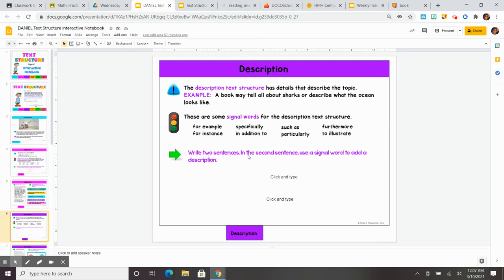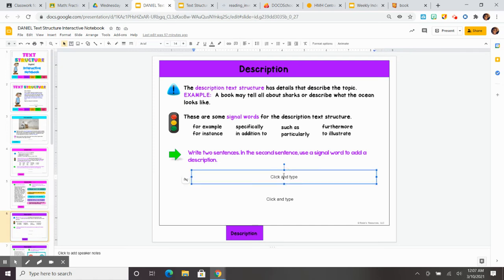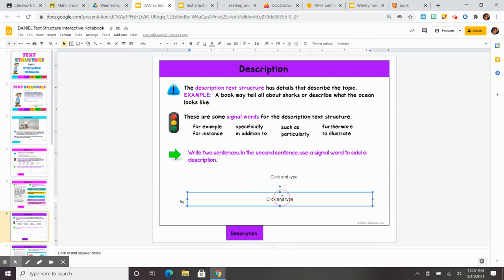And it says write two sentences. In the second sentence, use a signal word to add a description. All right, so you will type in a sentence here. So perhaps you are describing something. And then in the second sentence, use a signal word, so one of these signal words, to add a description.